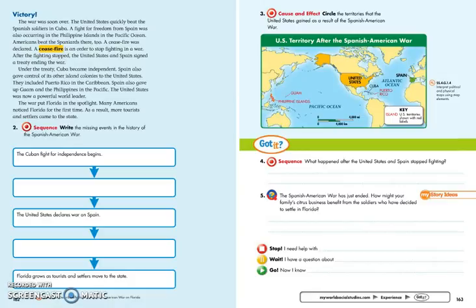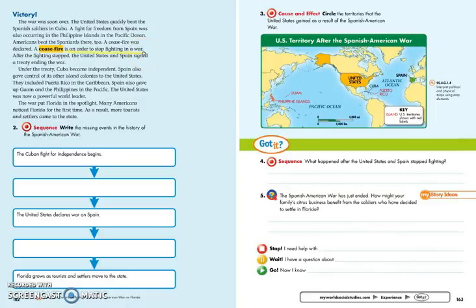So, victory! The war was soon over. The United States quickly beat the Spanish soldiers in Cuba. A fight for freedom from Spain was also occurring in the Philippine Islands in the Pacific Ocean. Americans beat the Spaniards there too. A ceasefire was declared. A ceasefire is an important stop to fighting in a war.